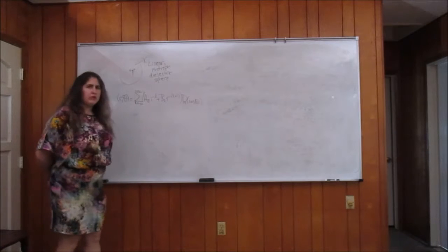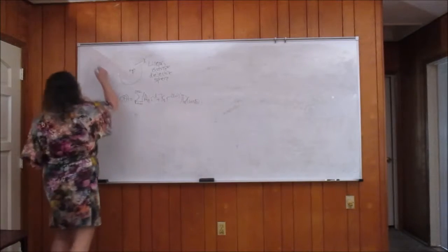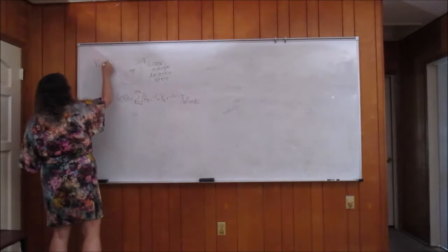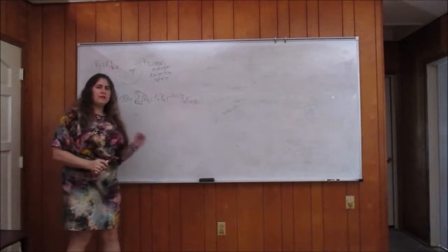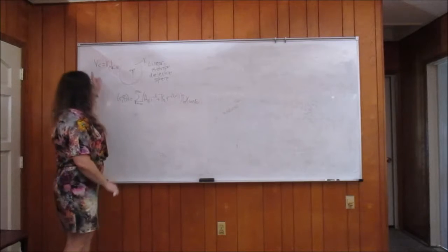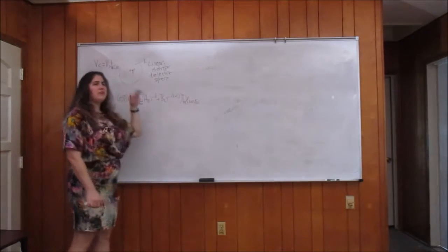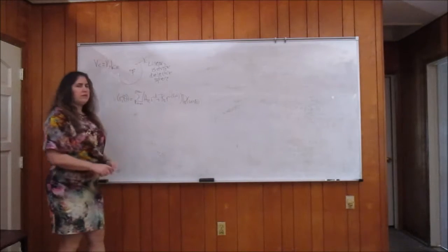We need to apply the boundary conditions. So as usual, the potential is continuous across the boundary. So in other words, the interior solution equals the exterior solution at the radius of the sphere.